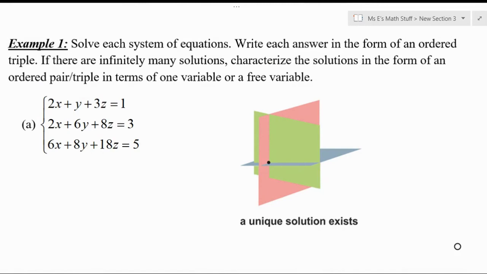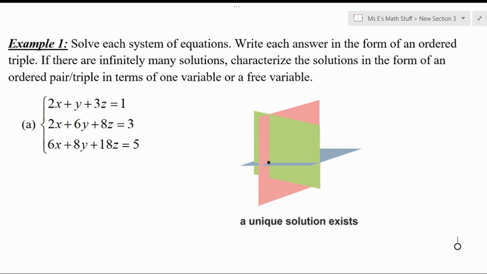All right, my friends, let's take a look at example 1 here. The directions are kind of fun. Solve each system of equations, that's the heart of it, and then write your answer each time in the form of an ordered triple. That's just where you have an x, a y, and a z coordinate. And in the case where there are infinitely many solutions, we'll make sure that you know how to characterize the solutions in the form of an ordered triple in terms of one variable, or what's called a free variable. We'll get to that in a little bit.